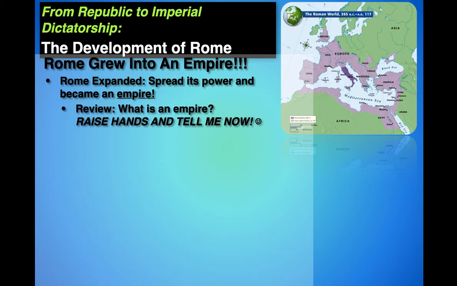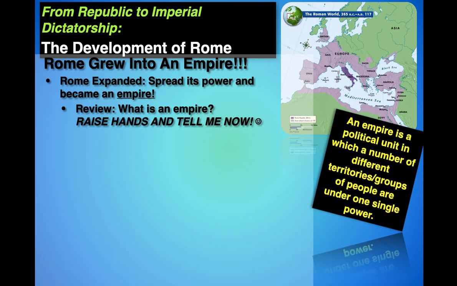Review. What is an empire? Raise hands and tell me now. What's an empire? An empire is a political unit in which a number of different territories or groups of people are under one single power.